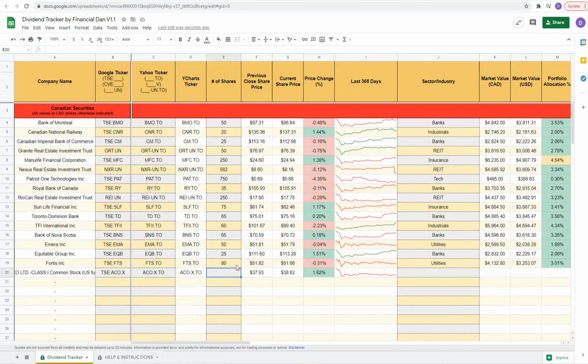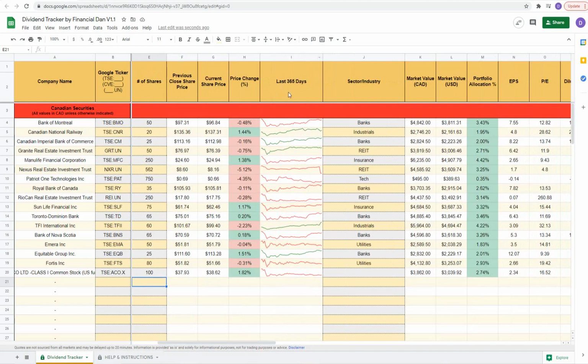So we'll move over to the number of shares field and enter in 100 there. And then as you can see, the spreadsheet will give you the previous share price, the current share price, and your change over the course of the trading day. And then the last 365 days, this field will just give you a spark line of the general movement of the stock price over the last year. If the spark line is green, it just means that the current stock price is more than it was a year ago. And if it's red, it just means that the current stock price is less than it was a year ago.